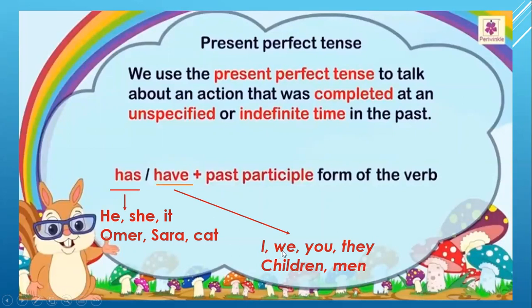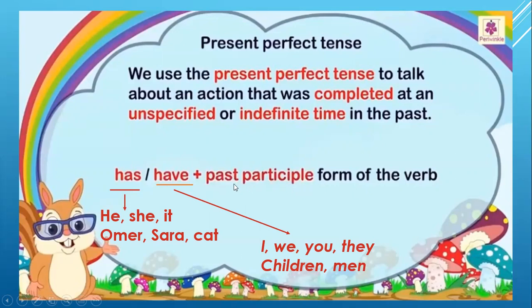And where you use the word have for the same sentence: I have finished my work. We have gone to Medina. You have torn your dress. They have broken their pencils. Or the children have, because children is more than one, also men, not man. If there is man, it means a single man, but men means plural, more than one. So we use have.